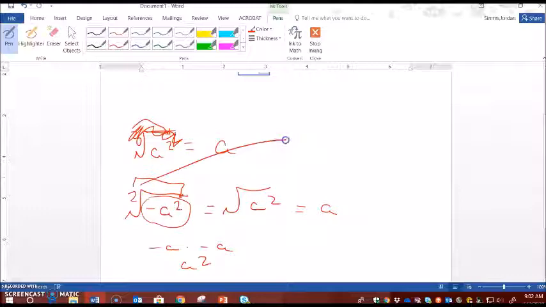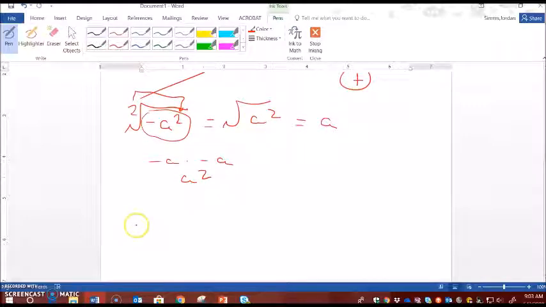So we could say, in general, that if n, the index, is even, then we're going to get a positive answer. All right, so if n is even, we get a positive answer.